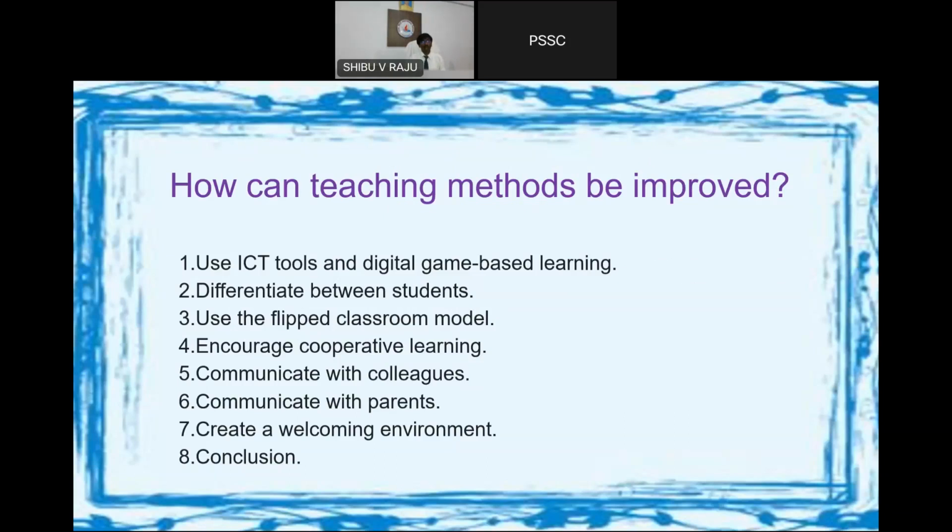Differentiate between students. Use the flipped classroom model. Encourage cooperative learning. Communicate with colleagues. Communicate with parents. Create a welcoming environment. Then conclusion. I'm presenting, I'm explaining, I'm telling all my concepts. I'm putting them into their heart, into their mind, and then I'm concluding my session. I'm making sure that the topics I have taught have gone not only to the brain.